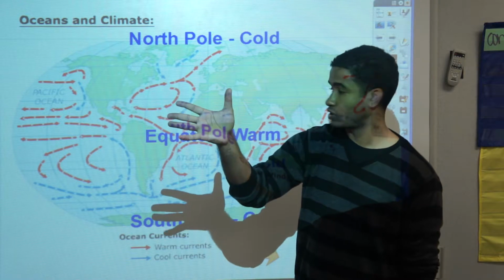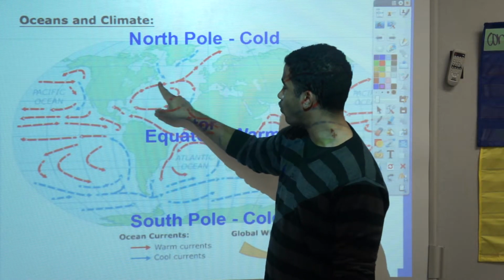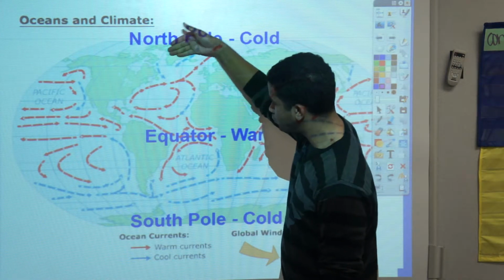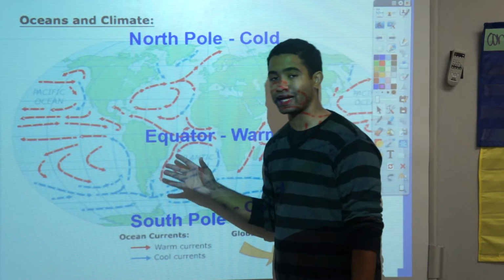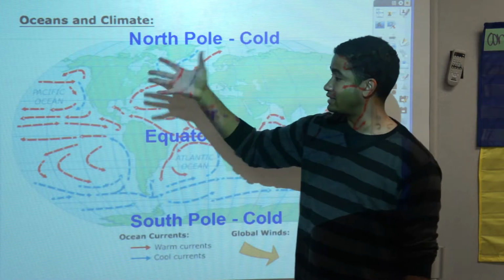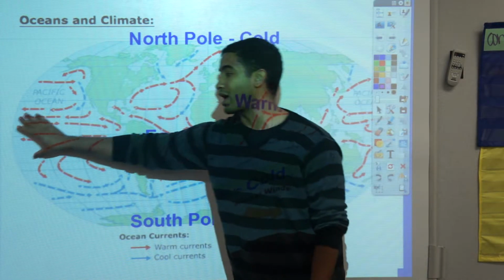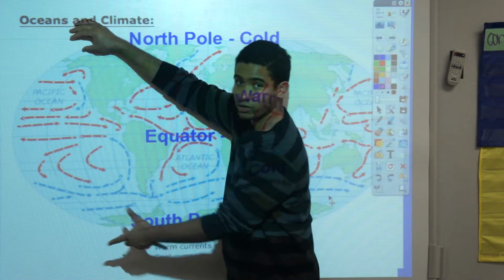Warm water rises to the surface, travels bringing warm water back to the top, and that warm water is going to sink back down to the bottom of the ocean and travel like a big conveyor belt or a big cycle. Alright? It's convection. Warm water rises to the surface, cold water sinks. The waters around the equator are warmer, the water around the poles are colder.